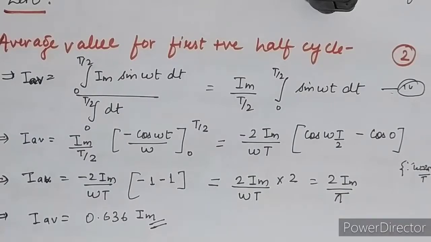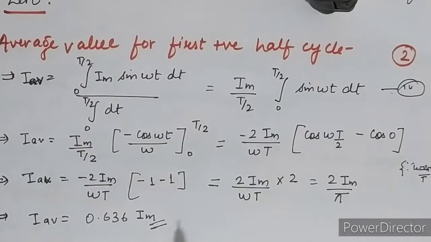If we discuss the second half cycle, that is the negative half cycle, it will be minus 0.636 Im, because it is in negative form. The peak value is the same, so the average value is also the same, but in negative form, because this value we calculated for the positive one. Clear? Okay.